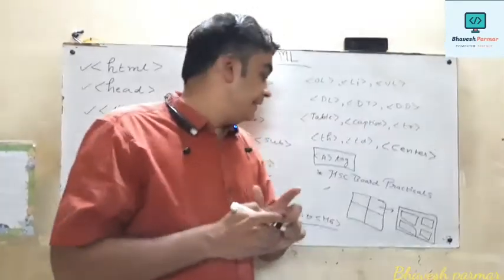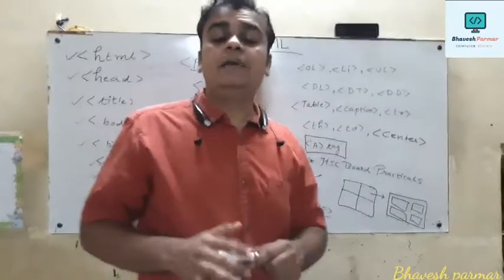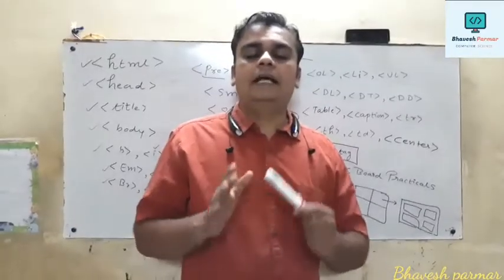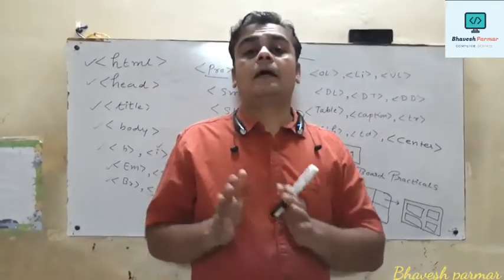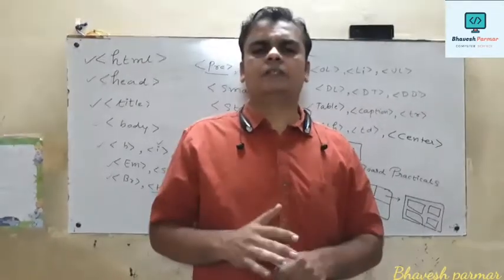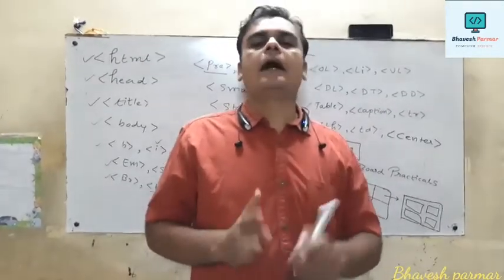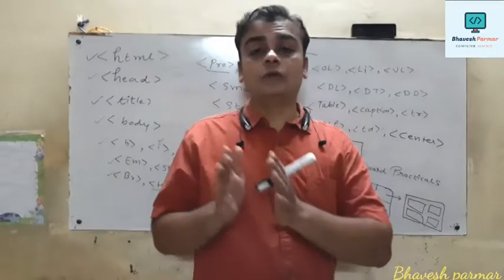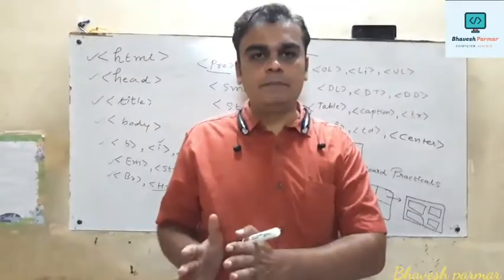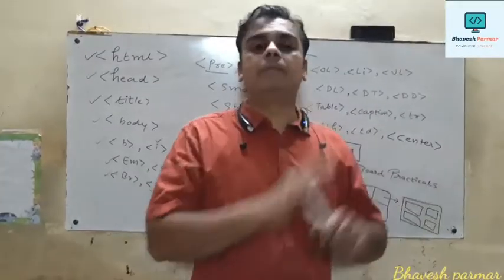And the hyperlink tag is represented by A. A means anchor tag, and it is used to specify a hyperlink to a web page. So now generally guys, what is a hyperlink? A hyperlink is used to link your original web page with multiple web pages.